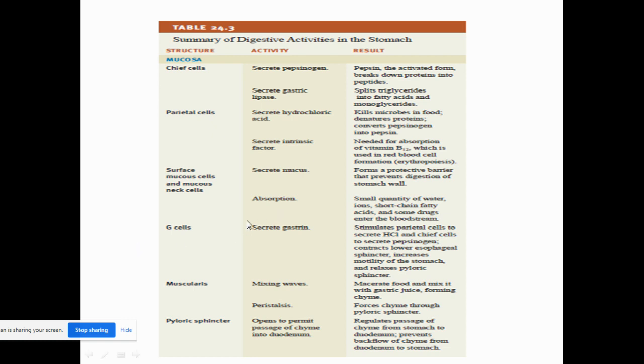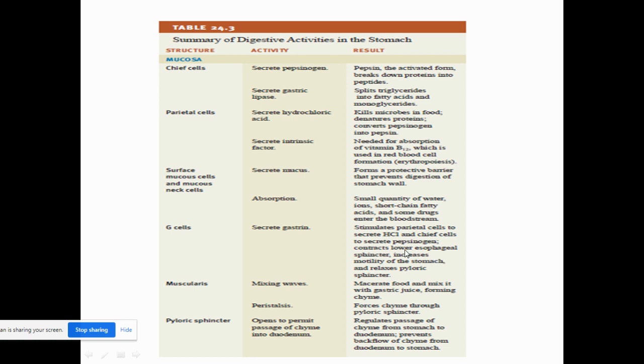Next is the G cells. G cells secrete gastrin. So what is the function of the gastrin? So gastrin binds to the gastrin receptor and stimulates the parietal cells to secrete HCl, and also the chief cells to secrete pepsinogen. It stimulates both the cells, parietal cells and the chief cells, to secrete HCl and the pepsinogen. And also it has control over the mechanical function.